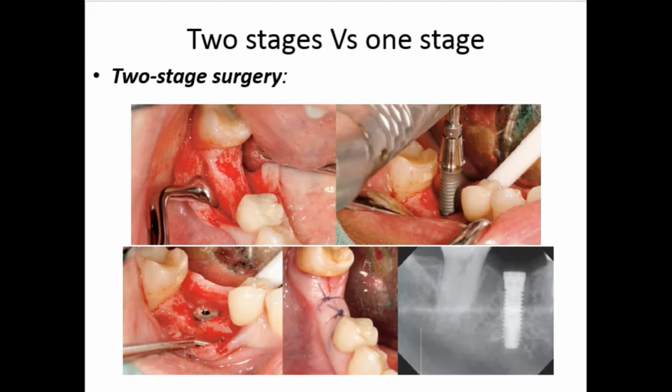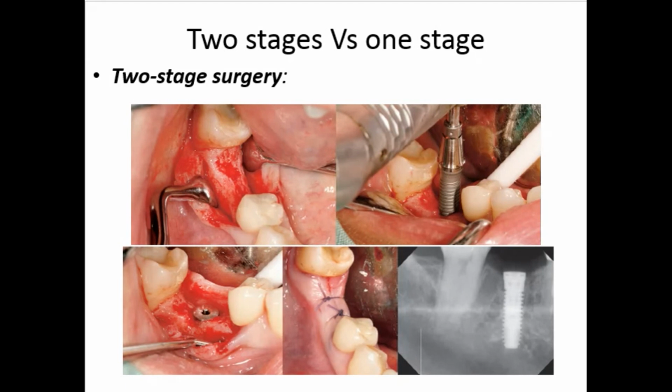Second stage, after the healing period, the healing screw is exposed and removed, and a healing abutment is placed instead to allow healing of the gingiva around the implant. The two-stage surgical approach offers several advantages, like direct observation of crestal bone volume before osteotomy and direct observation during osteotomy preparation, and the ability to bone graft the site at the time of implant placement, and so on.